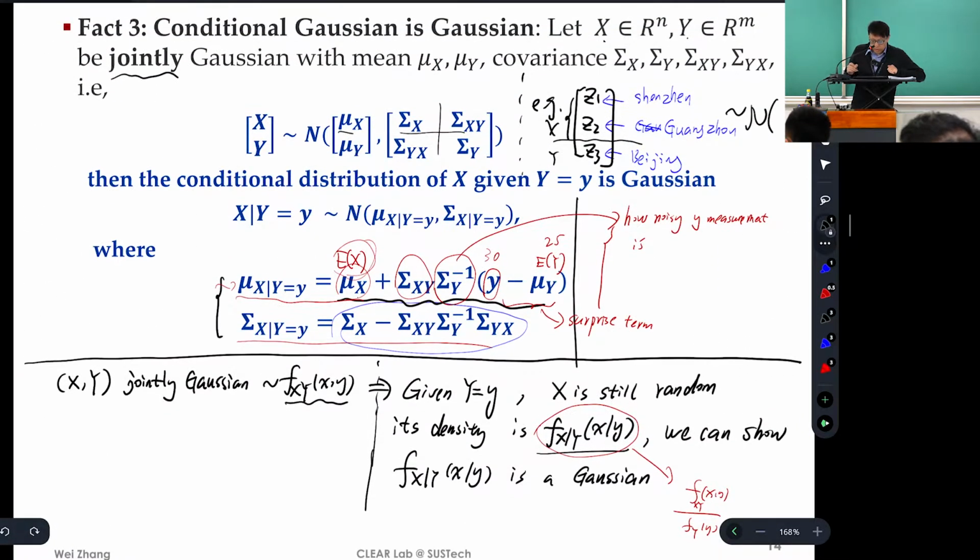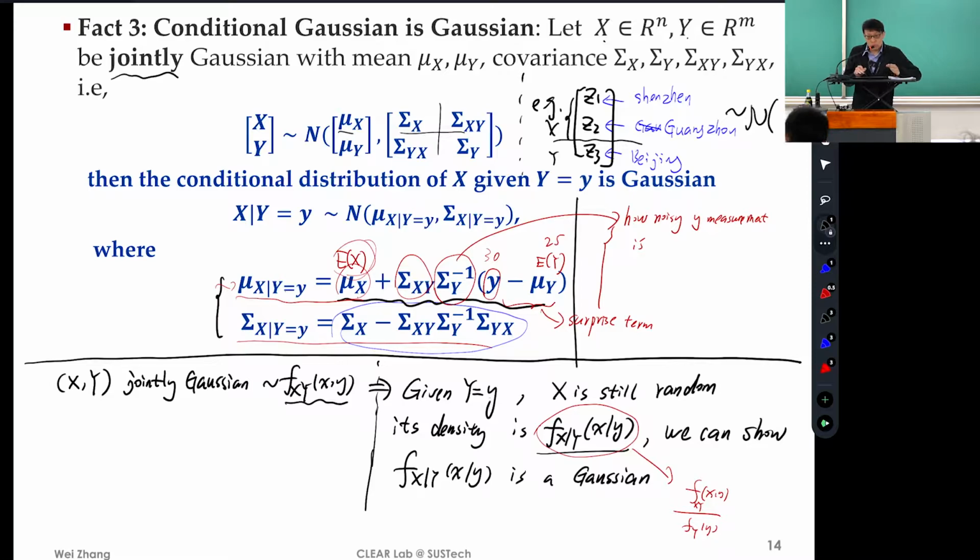Okay, conditional Gaussian is that x and y are jointly Gaussian. Jointly Gaussian means if we put them together as an overall random vector, that random vector is a Gaussian random vector. If that's the case, then x conditional on y taking some small y values is also a Gaussian. How should we understand this? Xiaohan, how should we understand this?